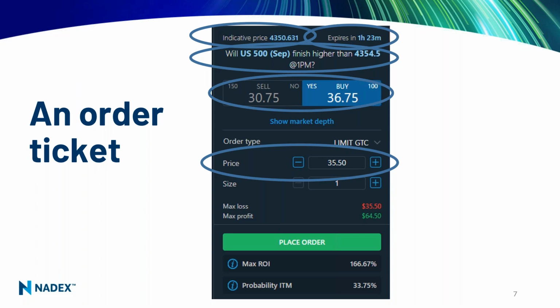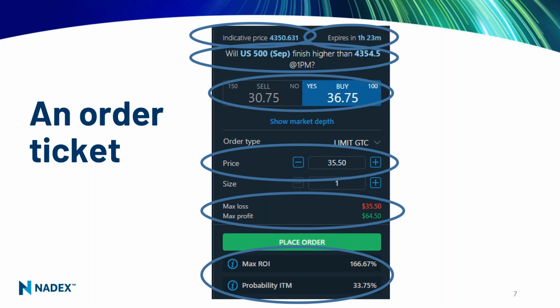Something that differentiates Nadex from all the other binary option providers out there is that we have a central limit order book. You can say, I'm willing to pay this, or I want to sell at this. You can put your prices into the market. Whatever your opinion is, you can do that. We will calculate for you your maximum potential profit and your maximum potential loss. And I love this at the bottom of the order ticket. It actually calculates everything for you.